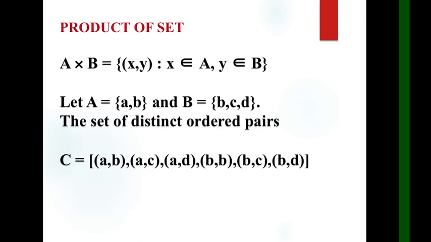Finally, we have the product of sets. So, madali lang ang product. It is just like a multiplication table. So, A times B equals the pairs X and Y, or coordinates X and Y, such that X is an element of A and Y is an element of B. So, example, let A be equal to A, B and B be equal to B, C, D, the set of distinct ordered pairs.